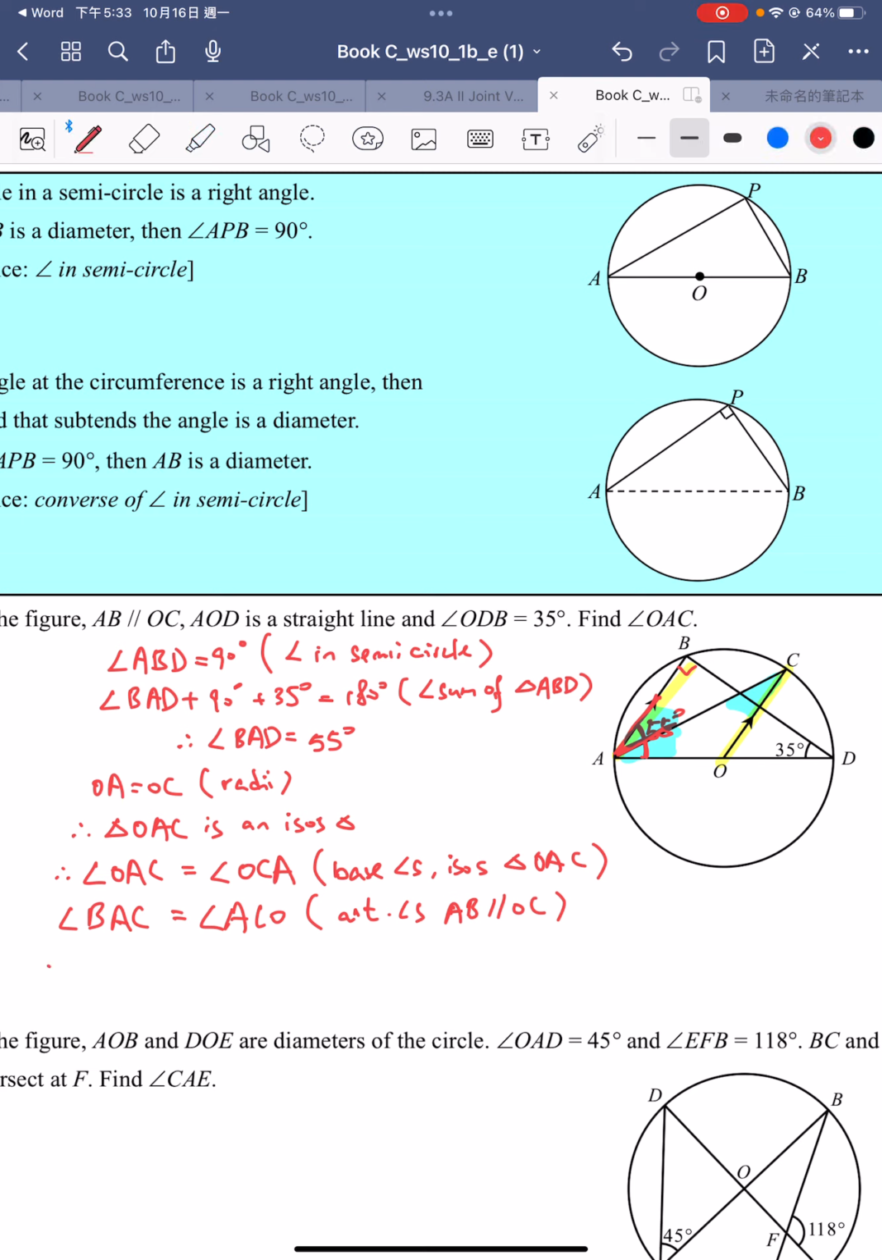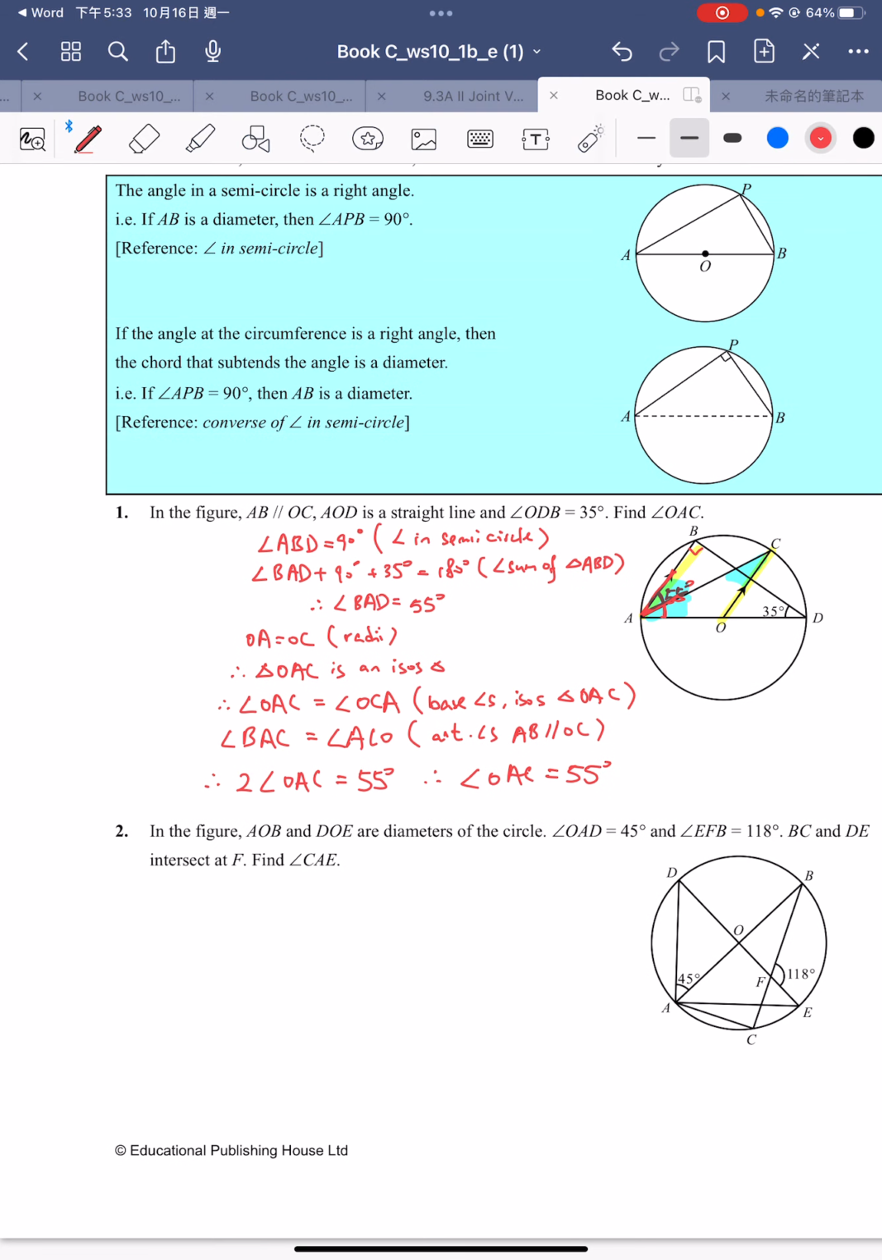So we can say that the angle OAC is going to be equal to 55 degrees. So that's for question 1.